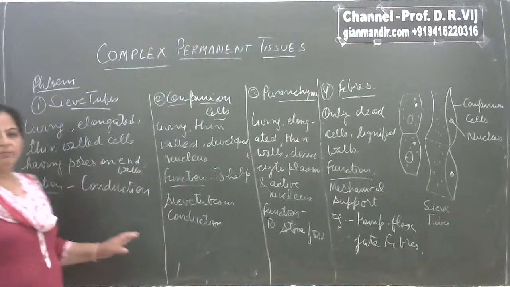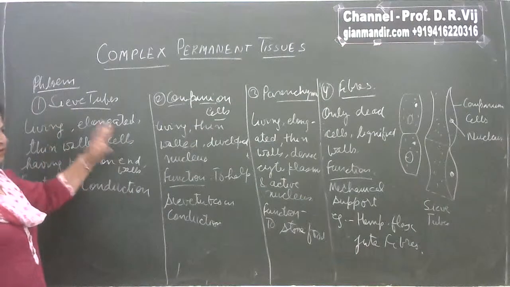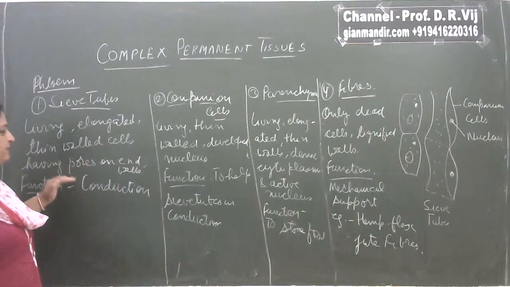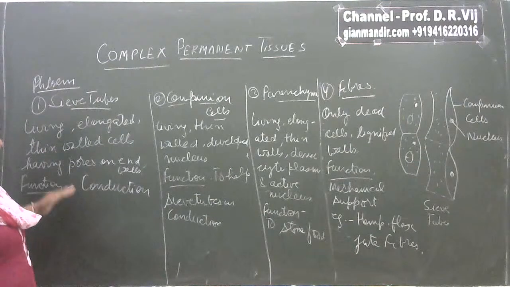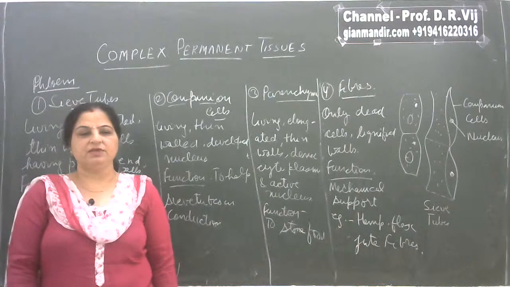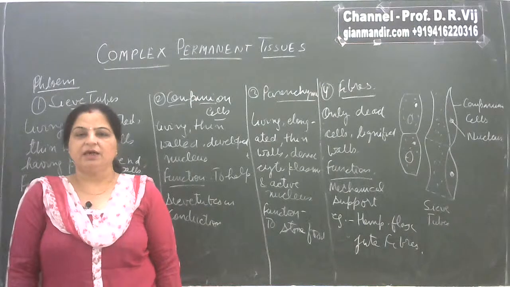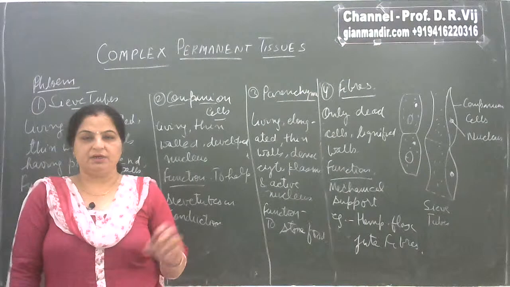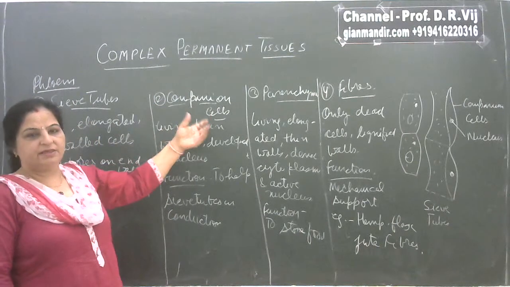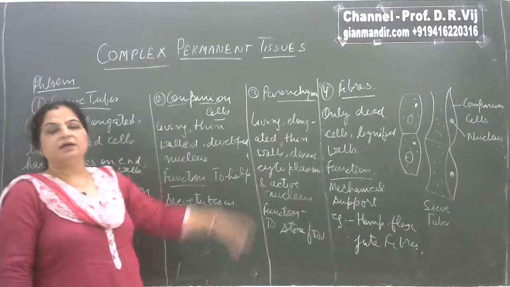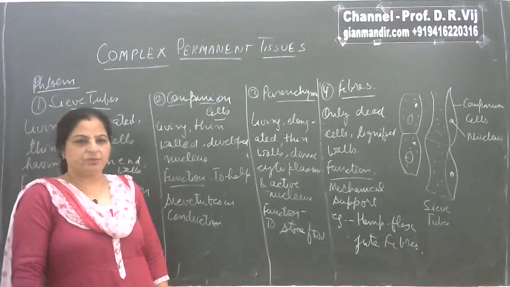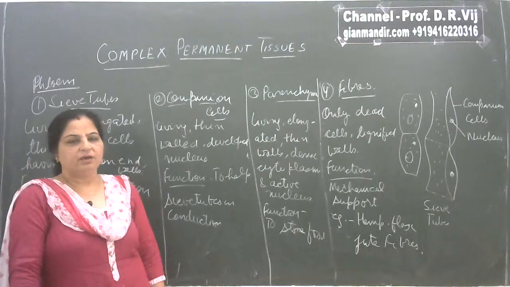So these are the four components of phloem. Sieve tubes having perforated walls, these are living elongated cells having thin cell walls and having pores on the end walls, and because of the presence of pores, they are known as sieve tubes, and they are a basic important component in conduction of material. Another type of cells here are companion cells that remain associated with the sieve tubes, and their main function is to help or support the sieve tubes in conduction of material.